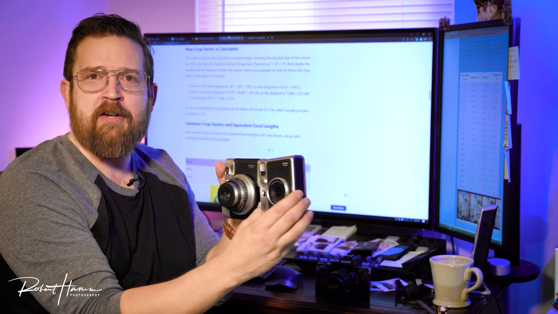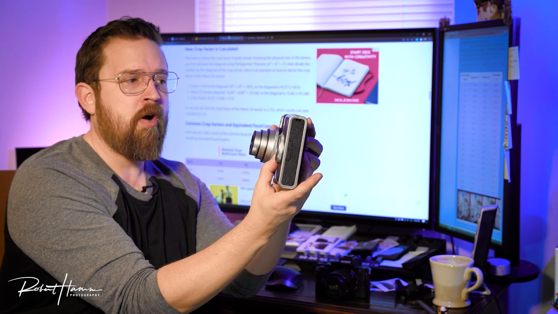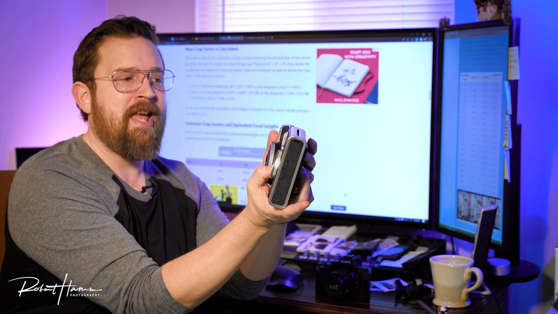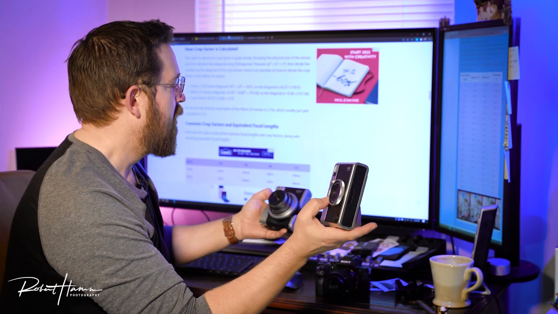Well, we've got the two cameras here, and if we hold them side by side like that, you could kind of see, right, that's what the camera would kind of look like. It would become a little bit thicker, right?